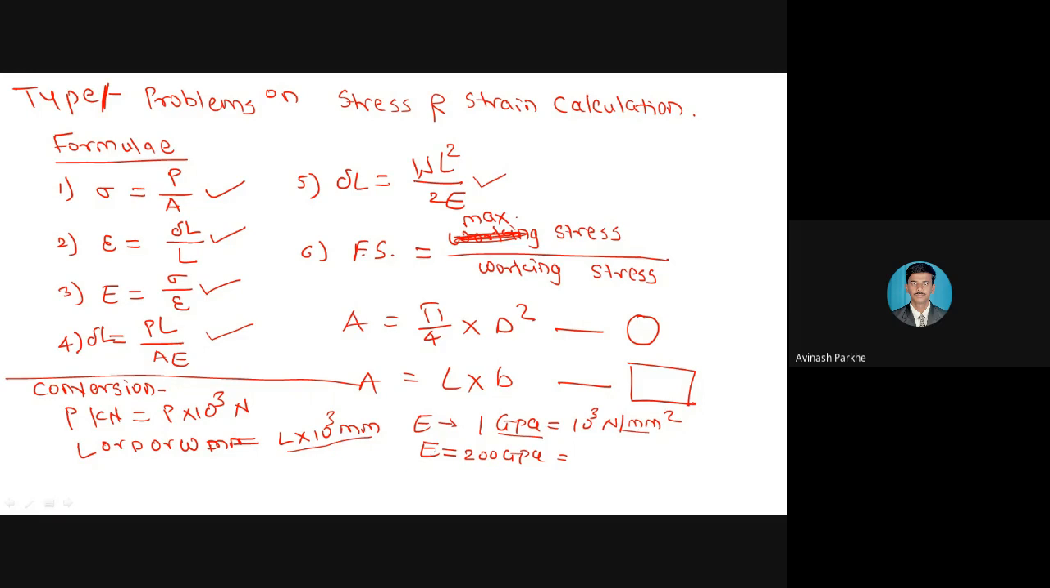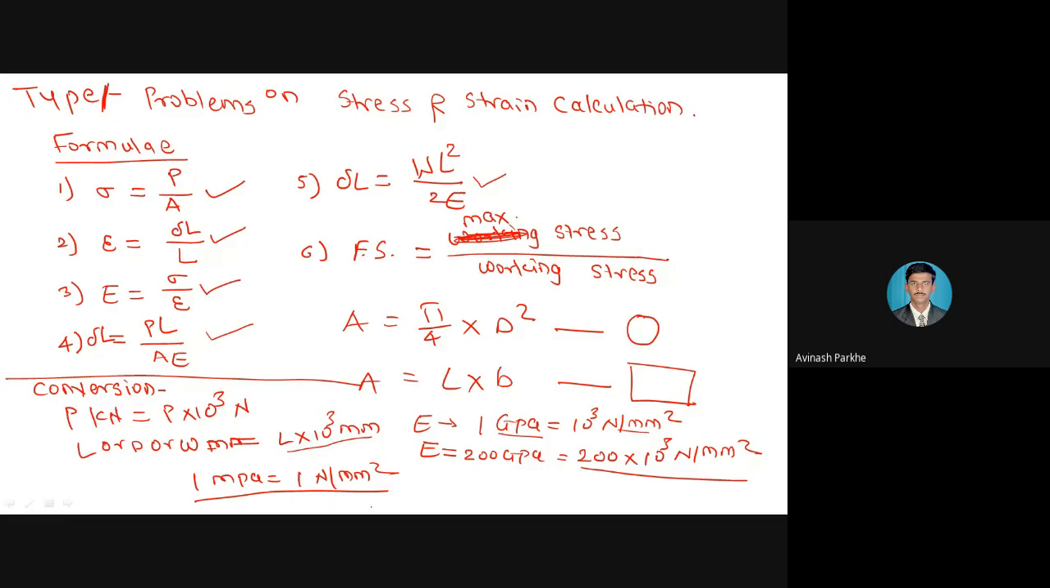Therefore, let us assume E is equal to 200 gigapascal. How is it converted in Newton per mm square? 200 into 10 raised to 3 Newton per mm square. So this is the E converted in Newton per mm square if it is given in gigapascal. One more parameter: 1 megapascal is equal to 1 Newton per mm square, as it is.